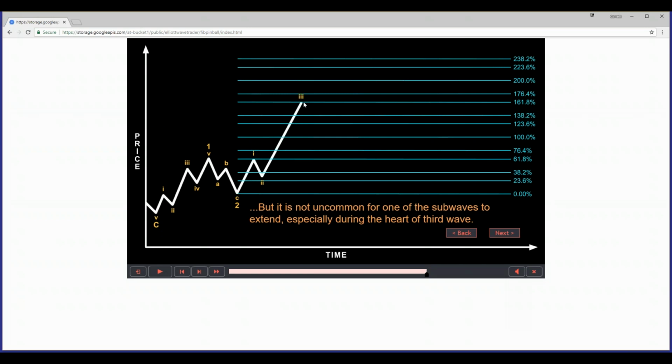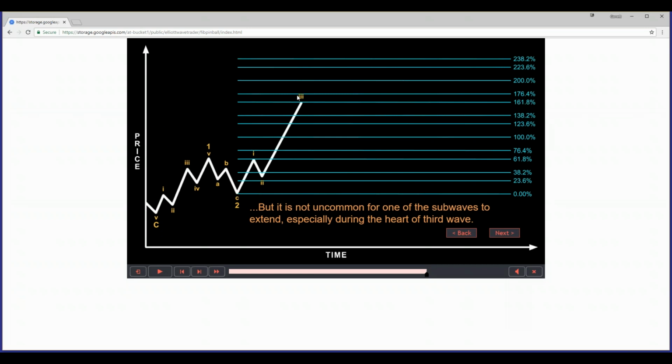Do I chase here, or do I be patient and wait for the next pullback? Where is the next pullback target now that it's extended beyond that normal 1.236 to 1.618 extension? Again, what we're going to do is adjust the rest of our targets by that same relative amount. So for wave 3, the normal target would have been that 1.236 to 1.618 extension. Instead, it reached 2 fibs higher.